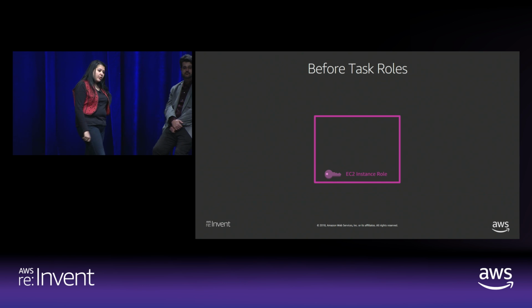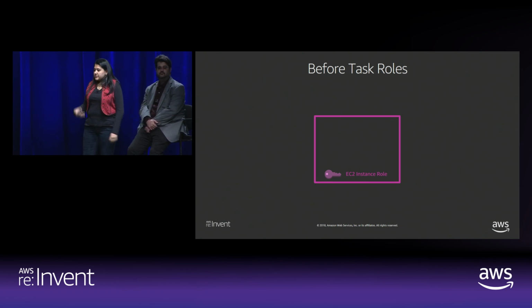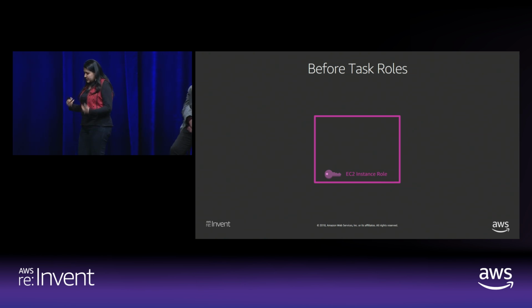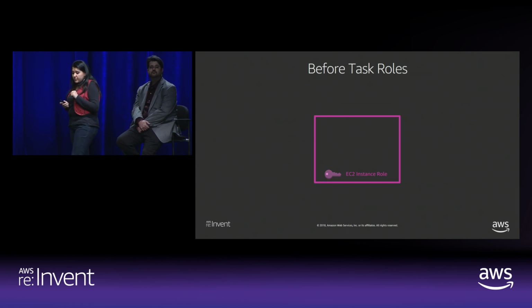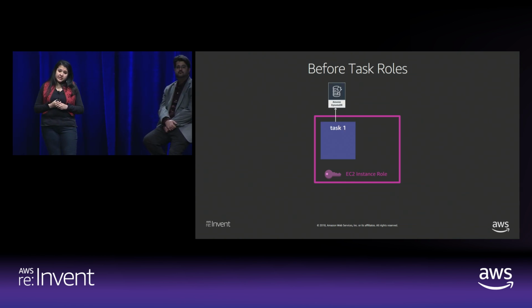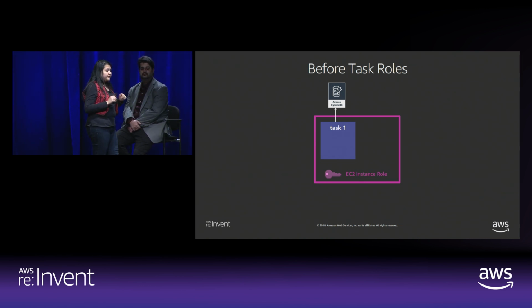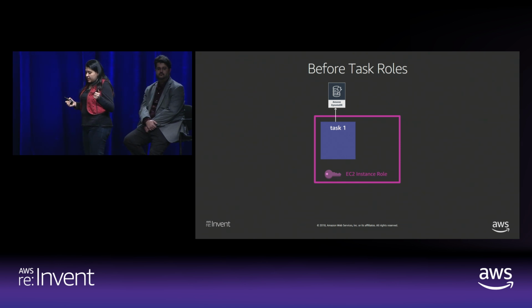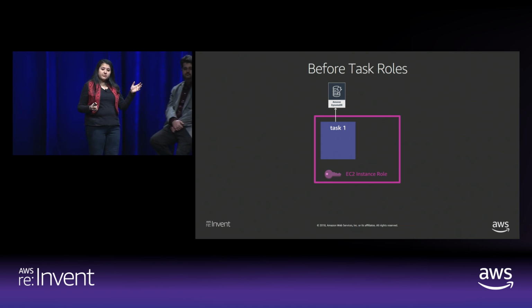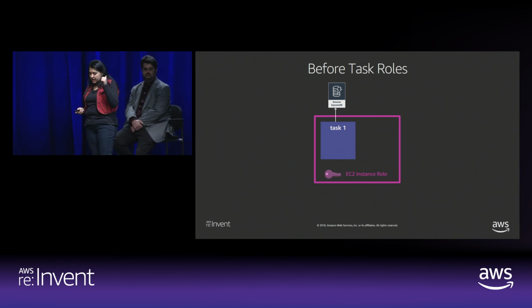Before we had task role, you would launch an EC2 instance, and typically you launch an instance with an instance role, an EC2 instance role, an IAM role. And then when you launch a task within this EC2 instance, let's say that this task wants to access some other AWS resource, like a DynamoDB table in this case. You need credentials to be able to access this DynamoDB table. You need an access key and a secret key.